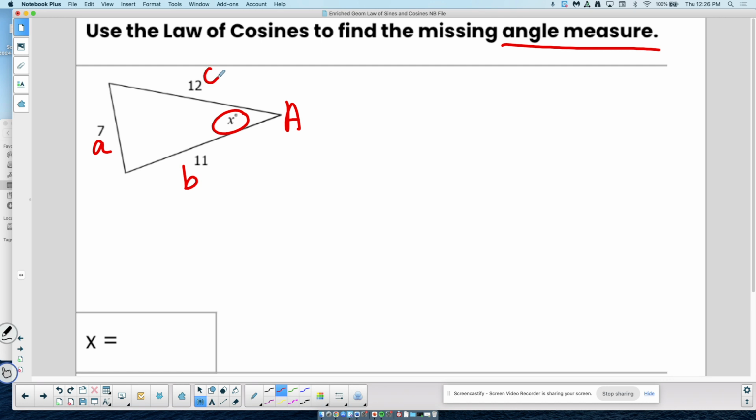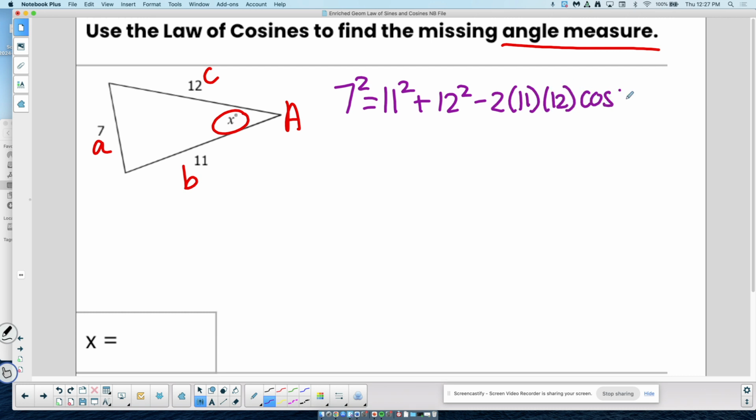So again, hardest part, plugging in. And now this is our fourth time plugging in, so it should be okay. Instead of our x being the side we're looking for, this is now 7 squared, because that's the side across from our missing angle. So 7 squared equals 11 squared plus 12 squared minus 2 times those side lengths, cosine of x, because that's what we're looking for. So that's where our variable is.